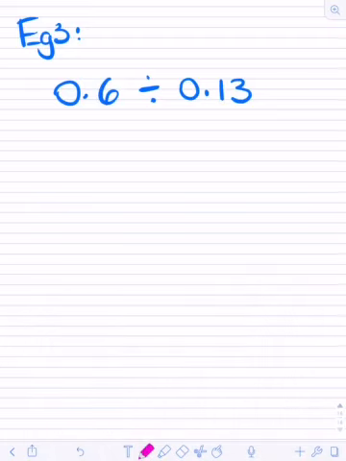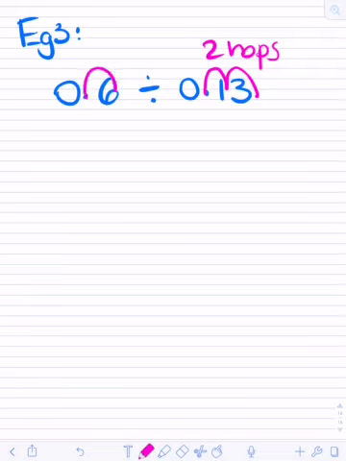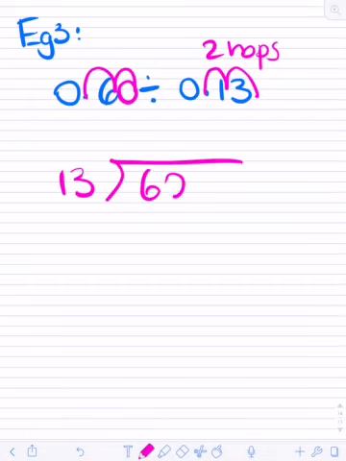Okay, you should be done by now. So we're going to make the second number a whole number. So how many hops are we doing? 2 hops. We do the same thing to the first one. 1, 2 hops. It becomes 60. So now it is 13 and 60. And I'm going to put the decimal point there. How many times does 3 go into 6? None.